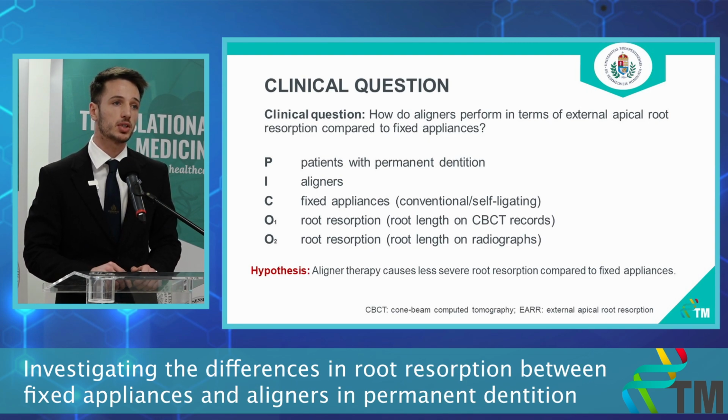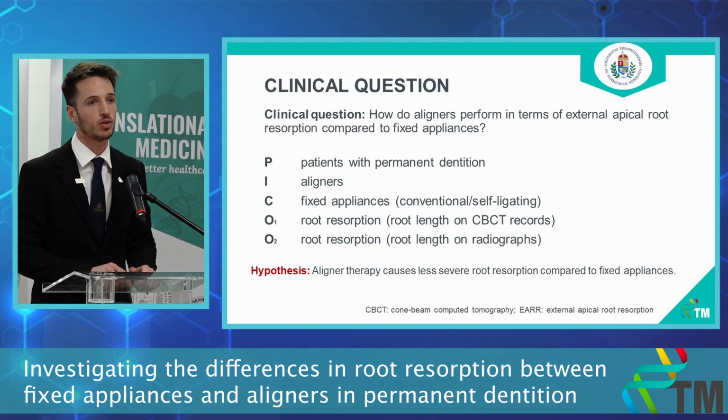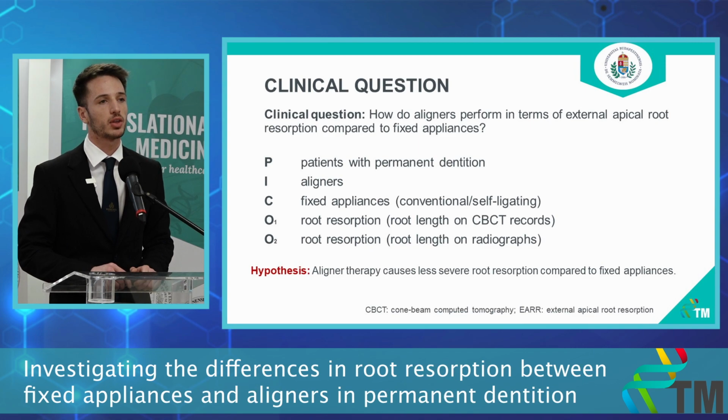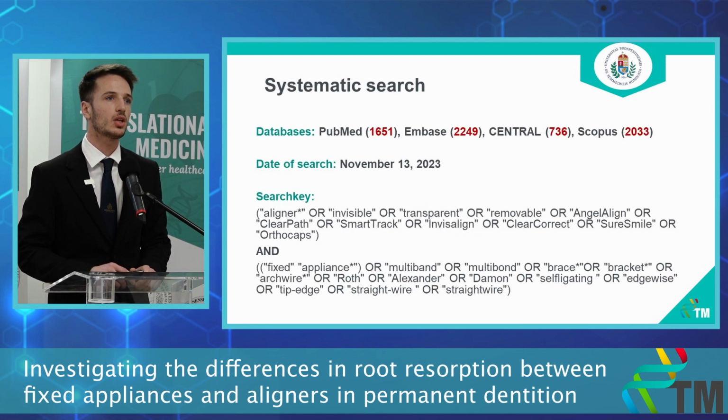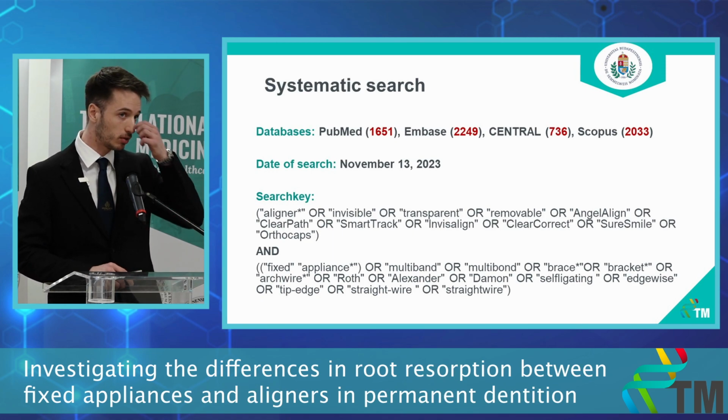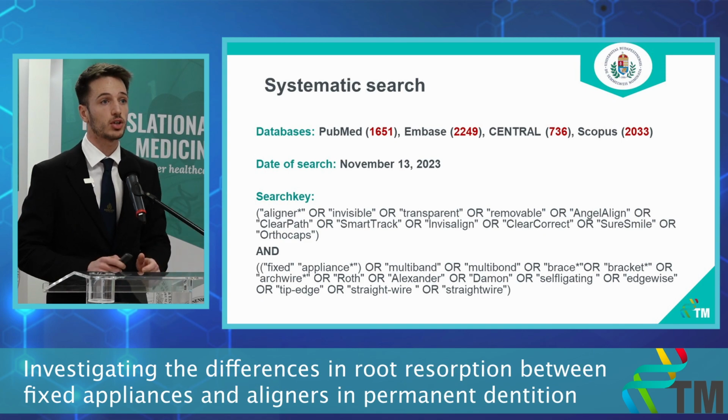The primary outcome is root resorption measured as a root length change on CBCT records, while the secondary outcome is the same measurement on radiographs. Our hypothesis is that aligner therapy causes less severe root resorption. I've conducted my systematic search on the 13th of November in 4 databases with the following search key.